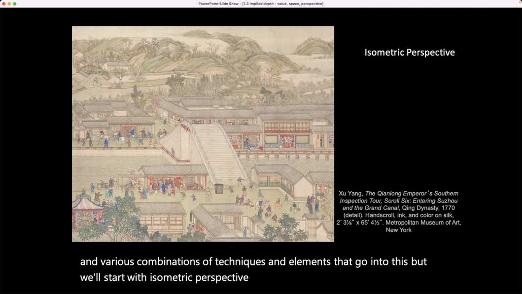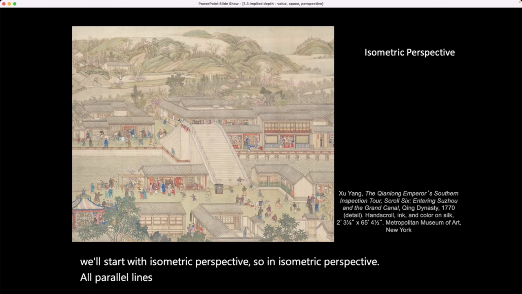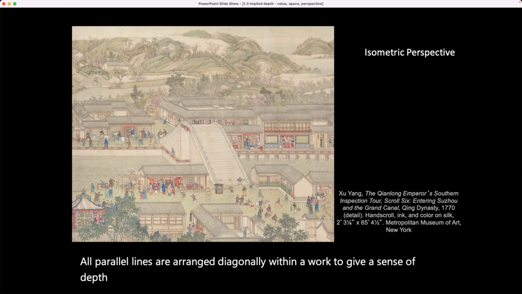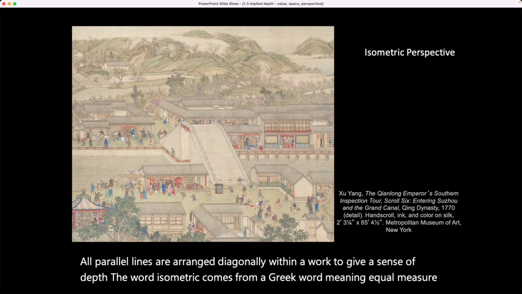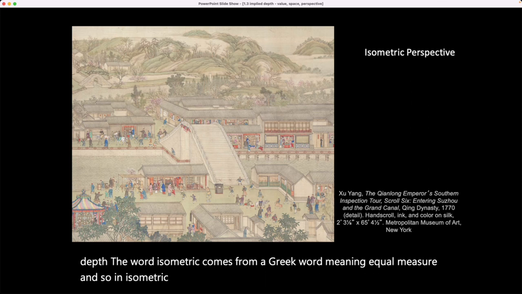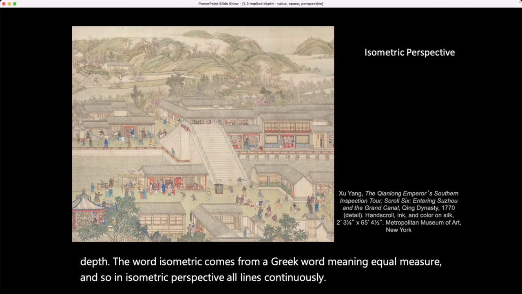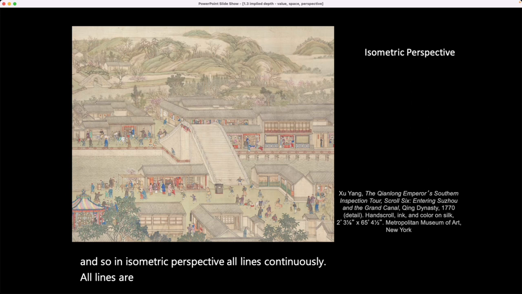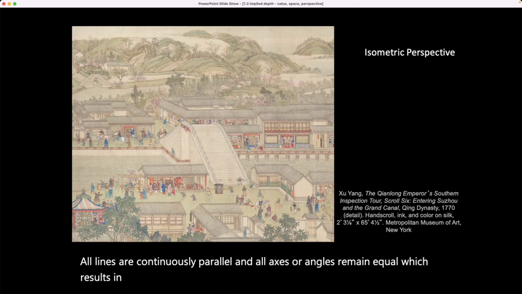So, in isometric perspective, all parallel lines are arranged diagonally within a work to give a sense of depth. The word isometric comes from a Greek word meaning equal measure. And so in isometric perspective, all lines are continuously parallel and all axes or angles remain equal, which results in this continuous, non-distorted image.